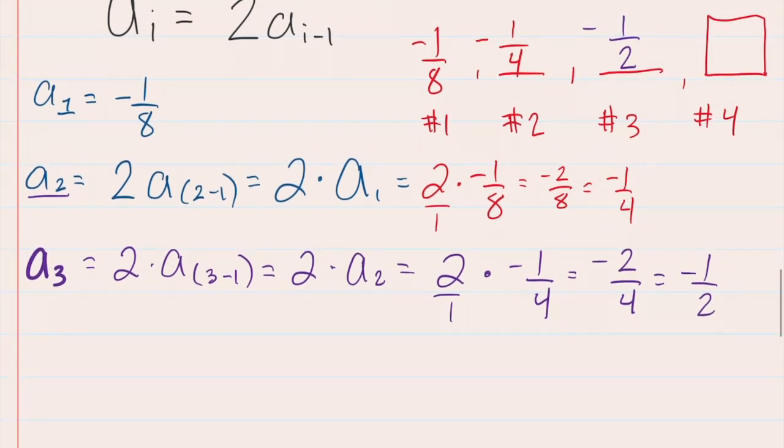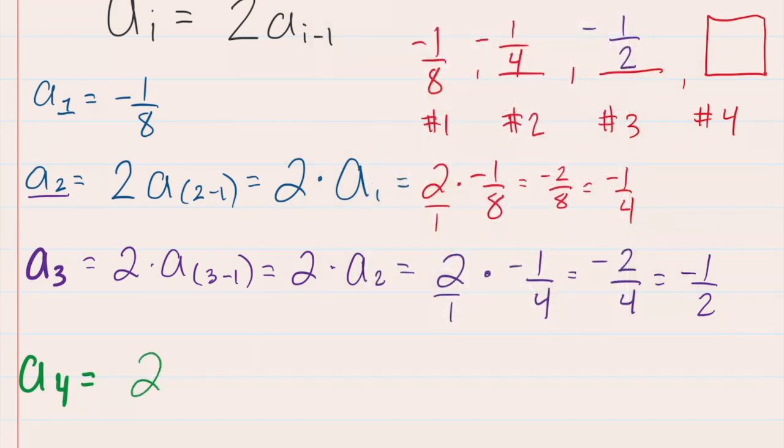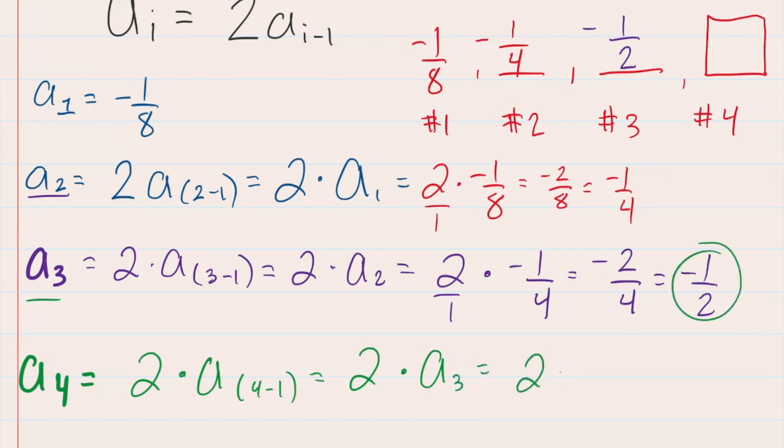And finally, the one we're looking for, a of 4. Well, once again, that's 2 times a parentheses 4 minus 1. And we know 4 minus 1 is just a to the third power. And we know a of 3, it's this one. So what's 2 times negative 1/2? Well, if we multiply them, isn't that negative 2 over 2, which is simply negative 1. And we found ourselves the fourth term.